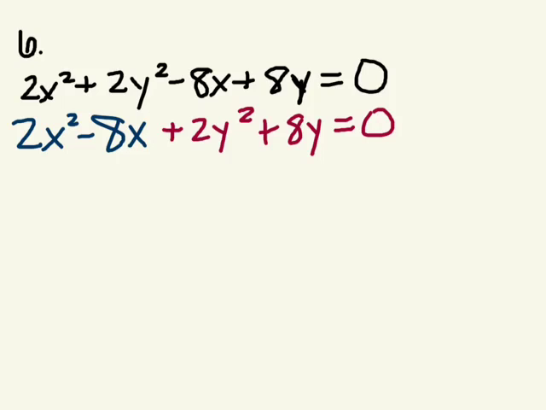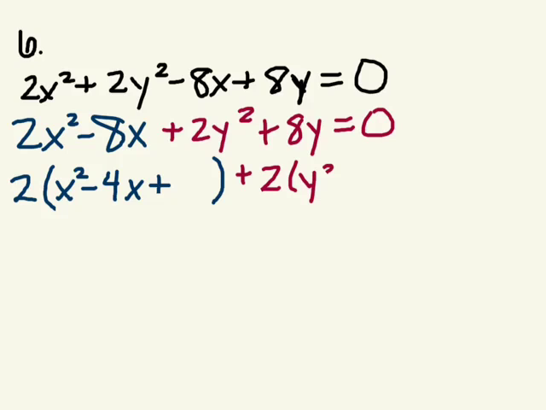Then I'm going to factor. Here I'm going to factor out a 2 in my first two terms. I'm going to leave a gap there because I know I want to complete the square. Same thing over here with my y's. So I need to complete the square. I have coefficients of 1, and that's why we factored out those 2's. We want coefficients of 1 in front of our squared terms.